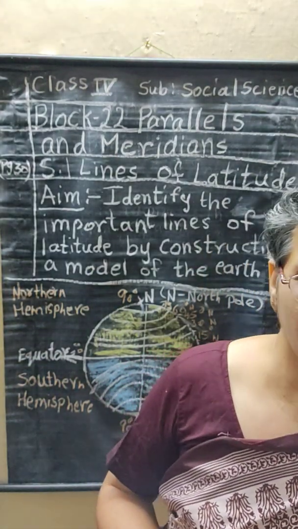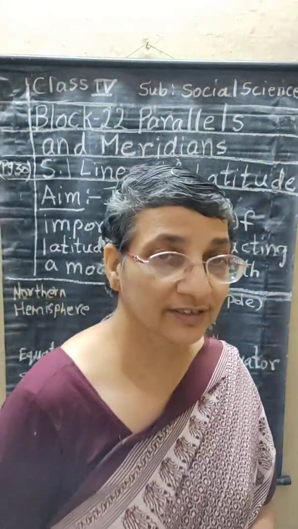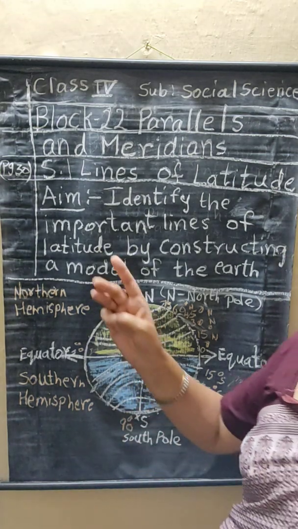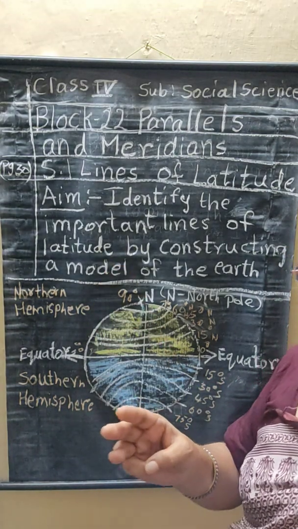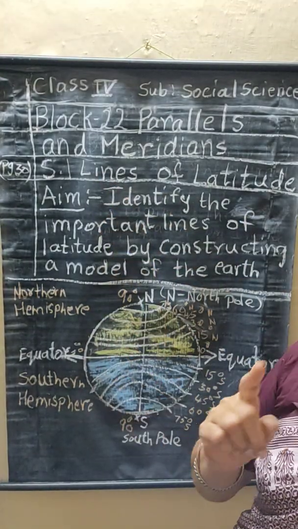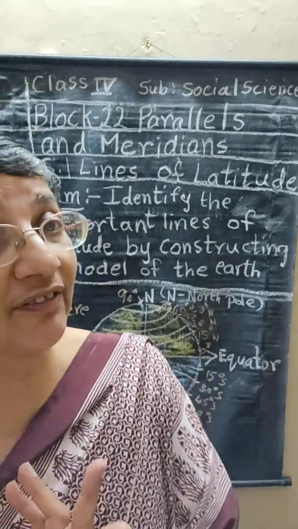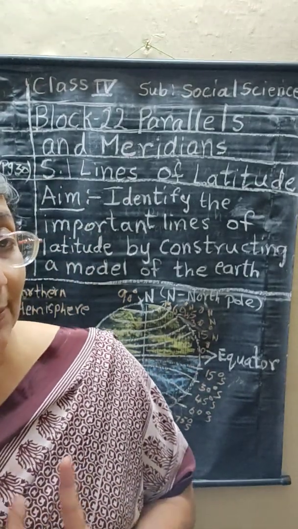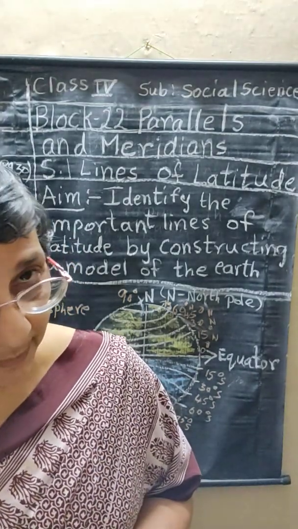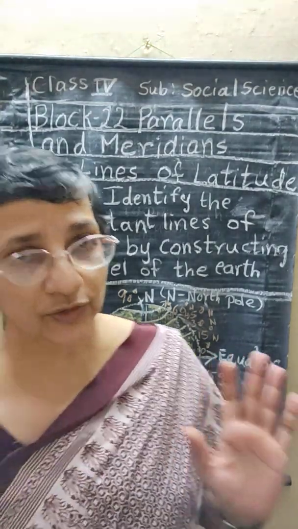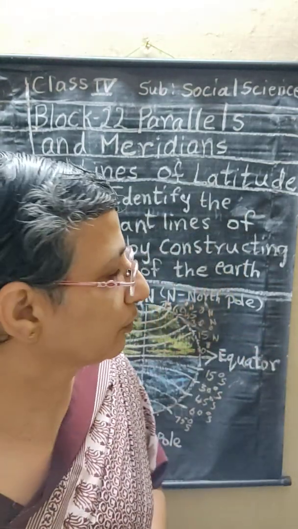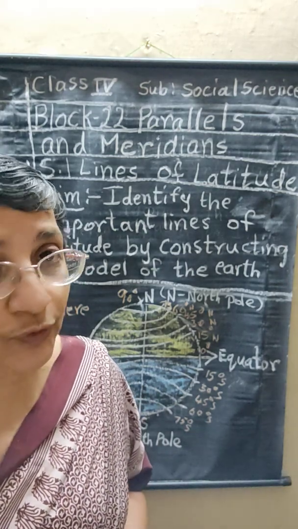Now, we'll start with a new lesson, that is volume 3, the third volume. In the third volume, we have already completed block 21, right? In block 21, what we have learnt about globe and map, the model of the earth, how to use the map. So this is how to identify the map. Okay. Now, how it is helpful, useful.